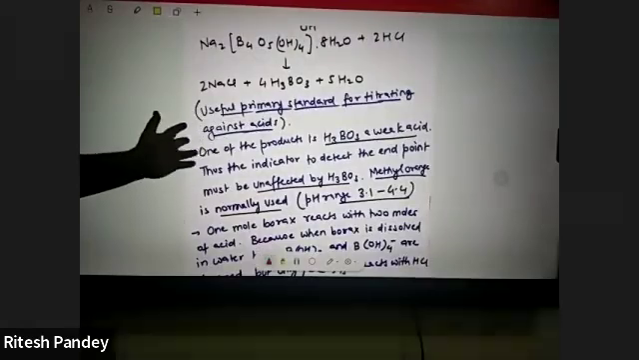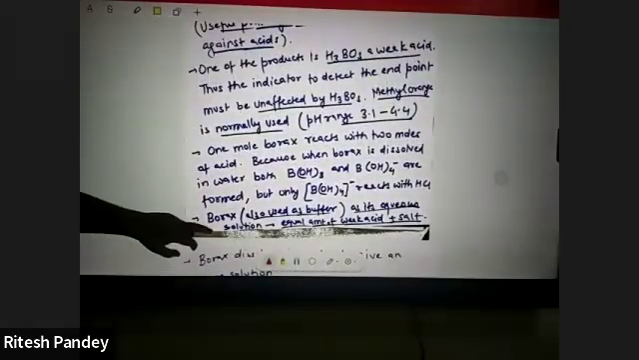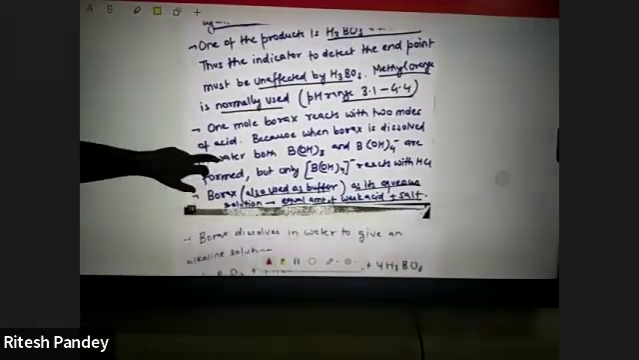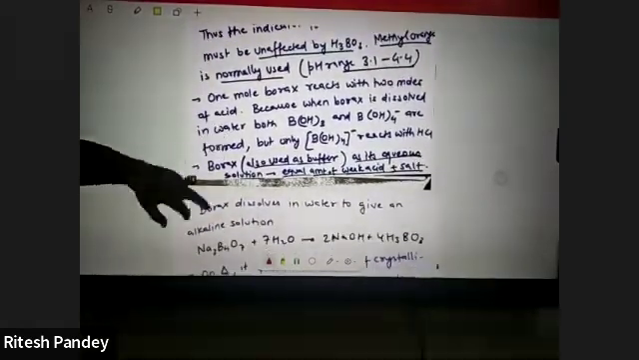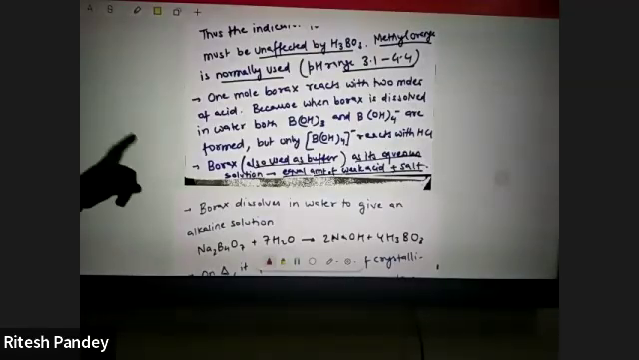It's a primary standard for titrating against acids. Methyl orange is normally used to find the endpoint. One mole of borax reacts with 2 moles of acid, because when borax is dissolved in water, B(OH)3 and B(OH)4⁻ are formed. Only B(OH)4⁻ reacts with HCl. Borax is also used as a buffer.